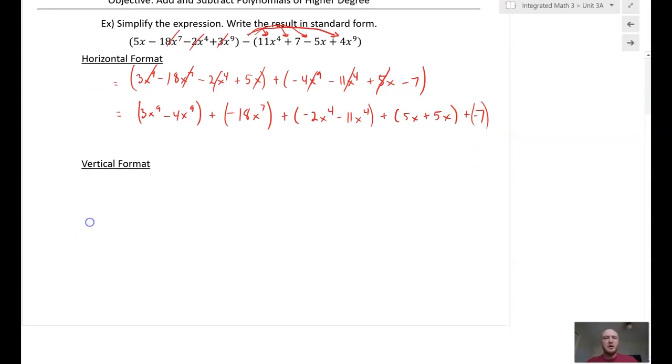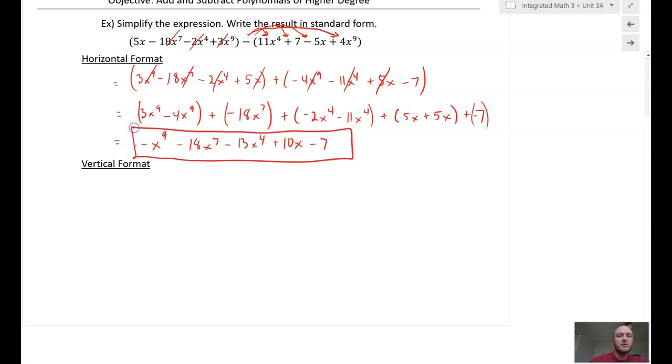So plus negative 7. I have 3x to the ninth, take away 4, that is negative x to the ninth. Think about it as adding 3 plus a negative 4. That's the way I like to think about it. Minus 18x to the seventh. Negative 2 combined with negative 11 is negative 13x to the fourth. And 5x combined with 5x is a positive 10x minus 7. So there is your answer.